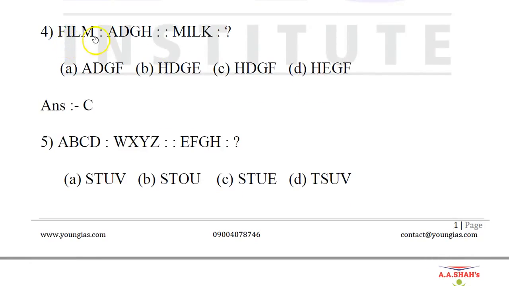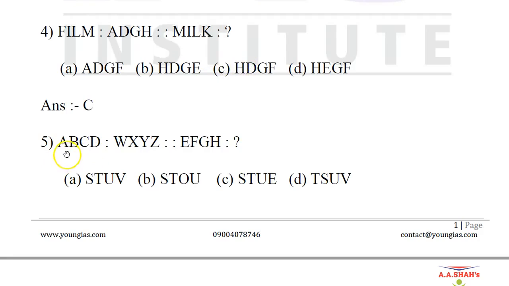Fourth question now. You have FILM is to ADGH and MILK is to what? Now the same pattern has to be followed. F with A, I with D, L with G and M with H. So we'll just solve this. F and A. F minus 5, the answer would be A. Same thing. I minus 5, the answer would be D. Now L minus 5, the answer would be G. And M minus 5, the answer would be H. Same thing has to be done here. M minus 5, L minus 5, I minus 5 and K minus 5, you get the answer as HDGF. That's why C option is your correct answer here.